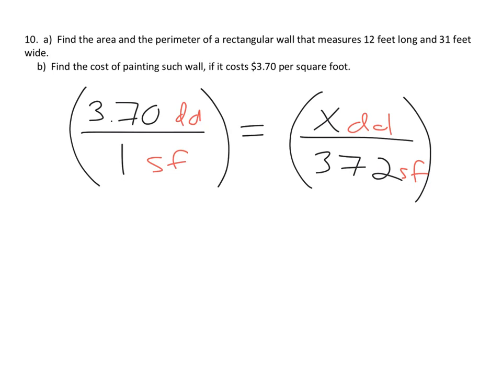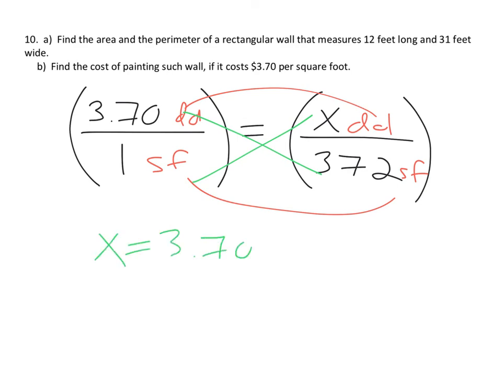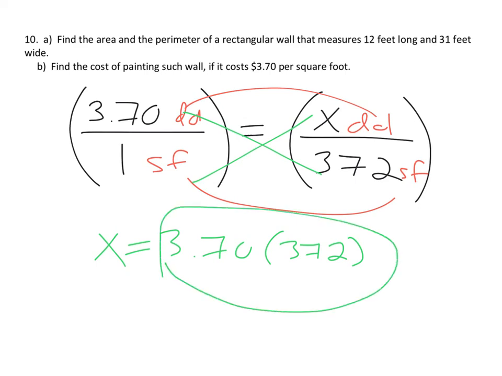Since we have the same units on the top and bottom, we can set up our proportion and cross multiply. So 1 times x, just x, equals 3.70 times 372. By cross multiplying, we get this same multiplication. So there are 3 different ways to think about part B and realize that these two numbers need to be multiplied. You can logically break it down into individual square units, you can think of it as a unit conversion, or you can set it up as a proportion, whatever makes the most sense to you.